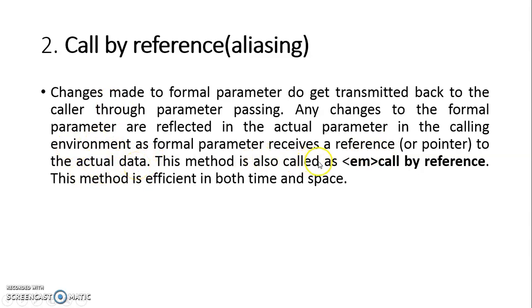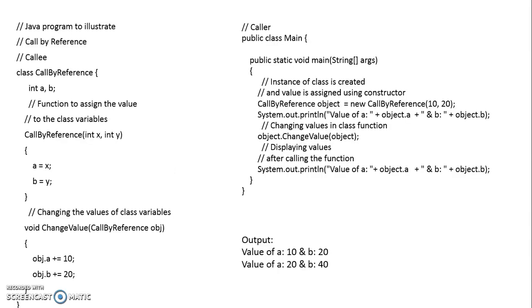This method is also called call by reference. This method is efficient in both time and space. So here this is the main difference. In the previous case, the actual parameters were not changed by changing the value of the formal parameter. In call by reference, the actual parameters get changed as we are making changes in the formal parameter.